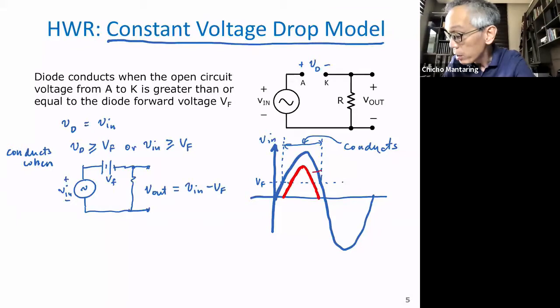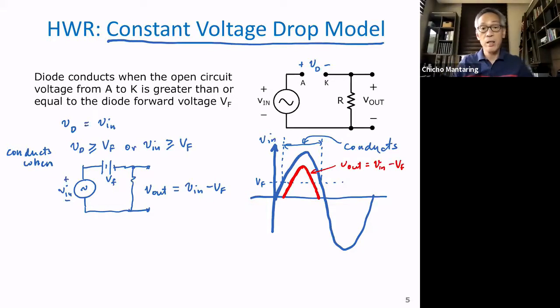So this is V out, which is V in minus V sub F. Okay. I hope everybody sees that.